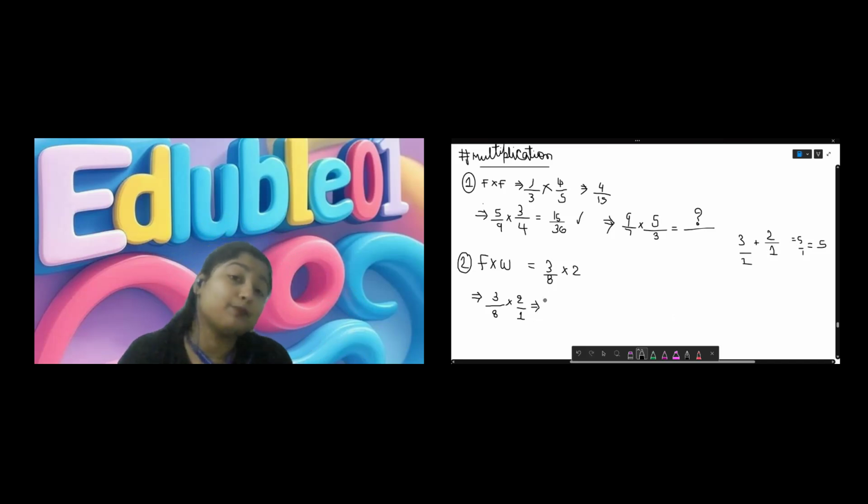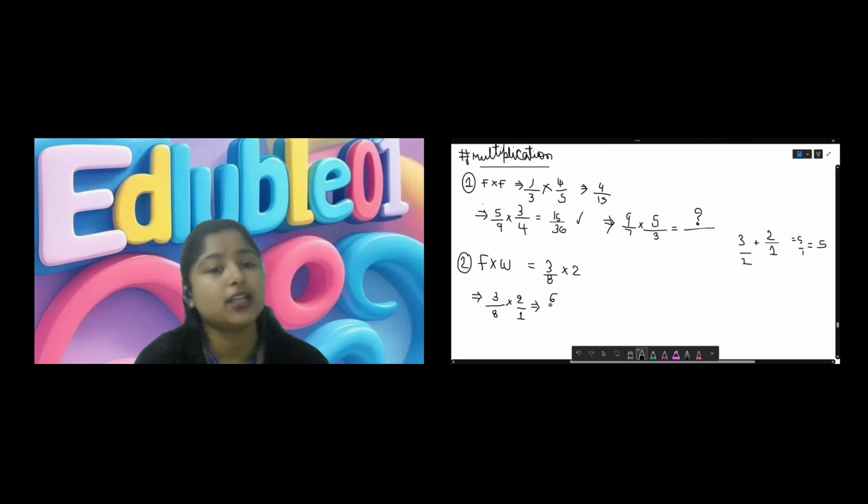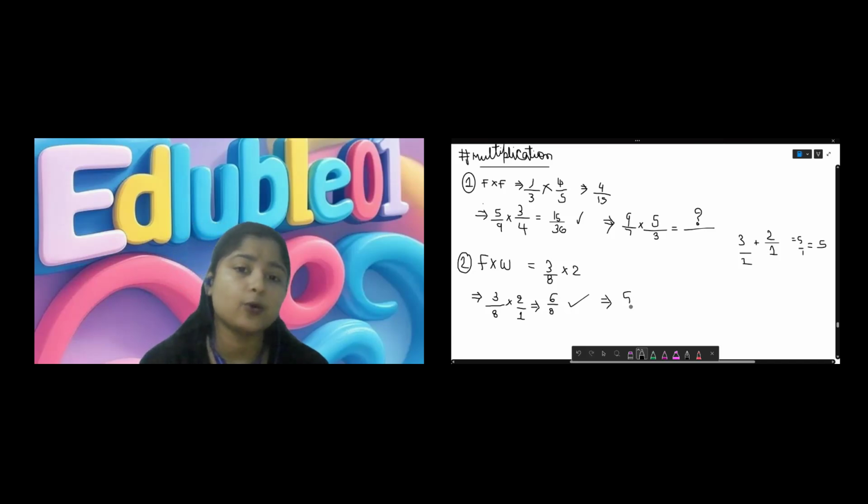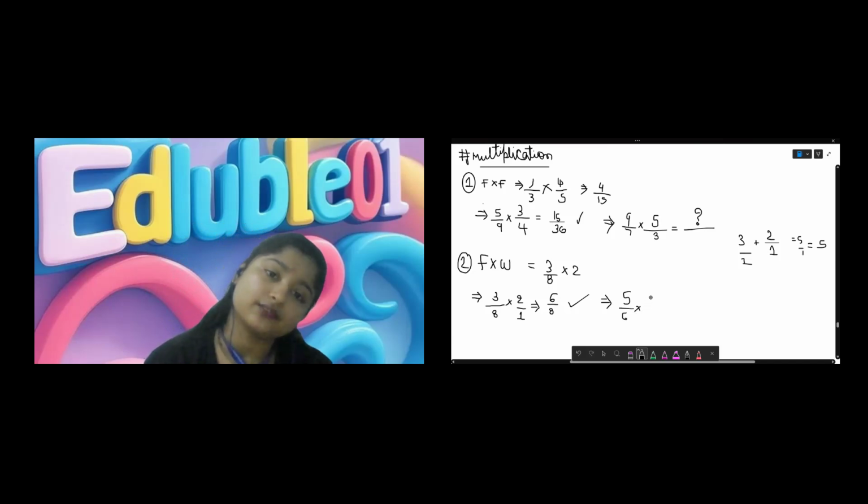Now you have the simplest fraction by fraction multiplication situation. So nothing to do, just 3 times 2 is 6, 8 times 1 is 8. So this is going to be 6 over 8, nothing much. Exactly. Let's see one more question of this. So if it is 5 over 6 times 4.